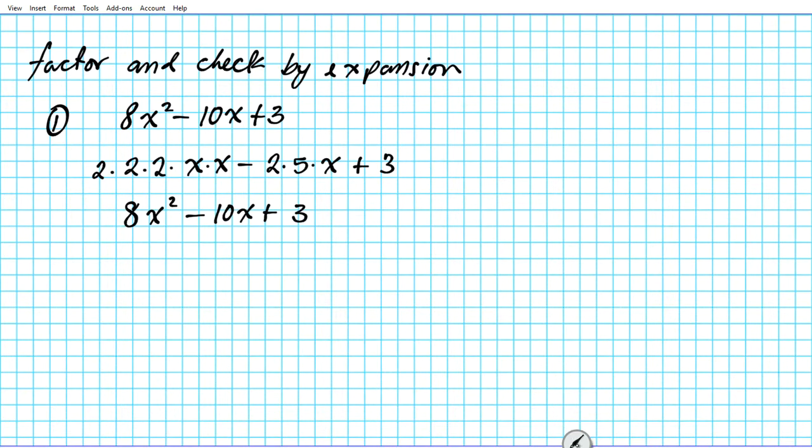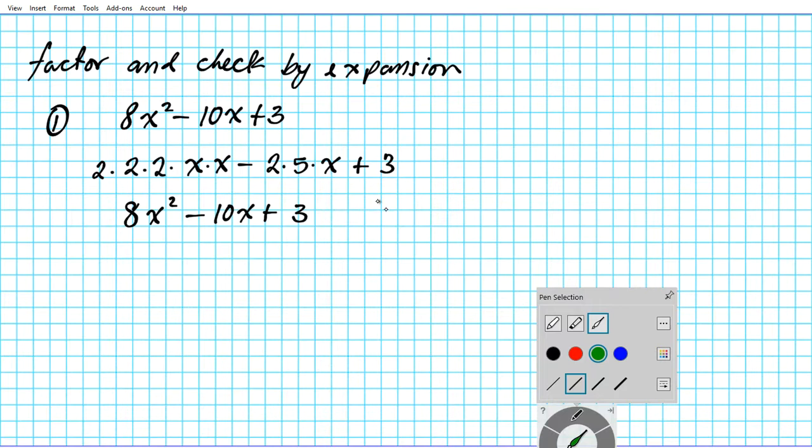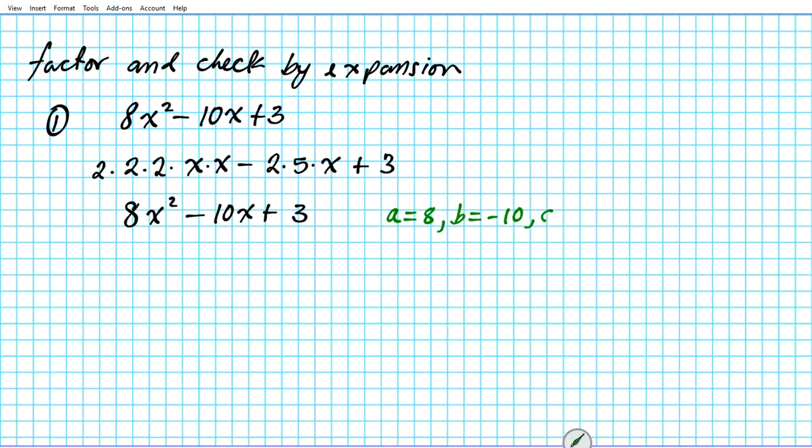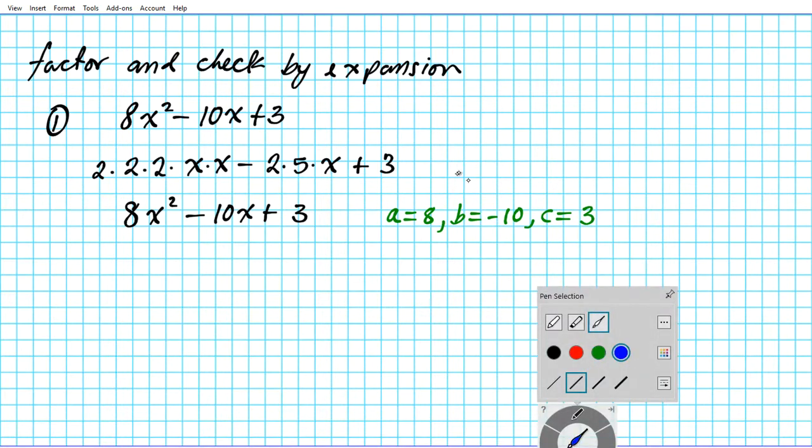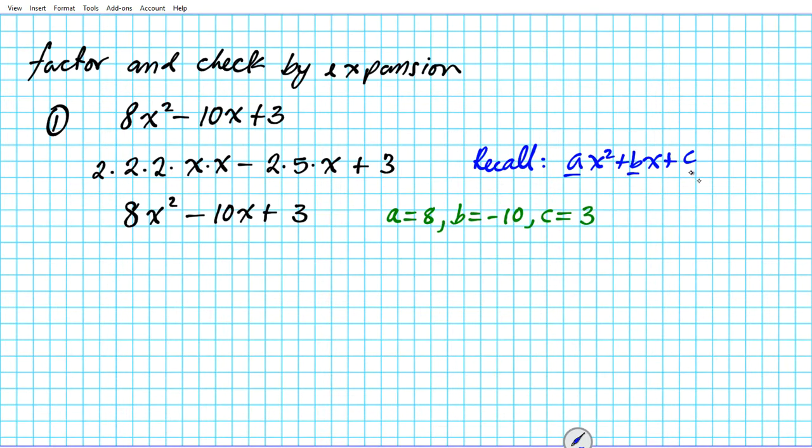Okay, in this setup, let's go ahead and write down what a, b, and c are. So a is the coefficient of x squared, which is 8. B is the coefficient of x, which is negative 10, and c is the constant, which is 3. All right, so you want to remember the form ax squared plus bx plus c.